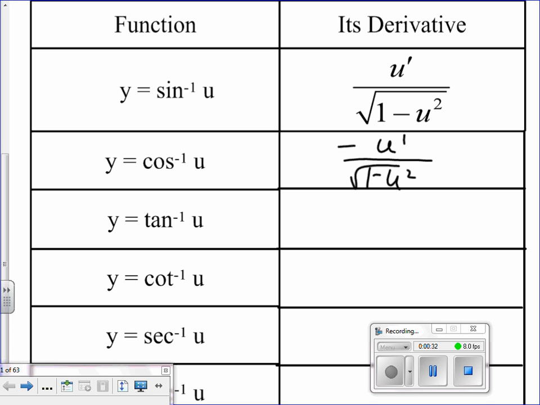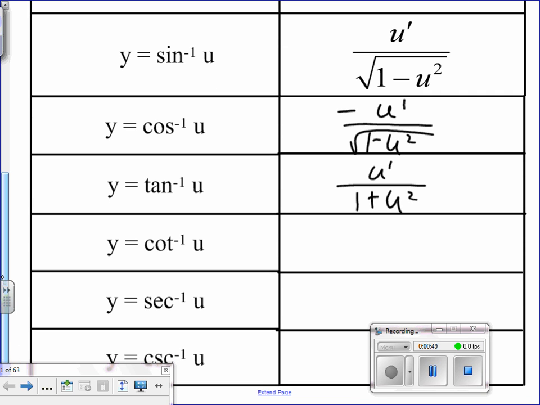Okay, good. All right, you got the inverse tan. What do you got? Beautiful. Your u squared plus 1. It's all good. What about the derivative of inverse cotan u?